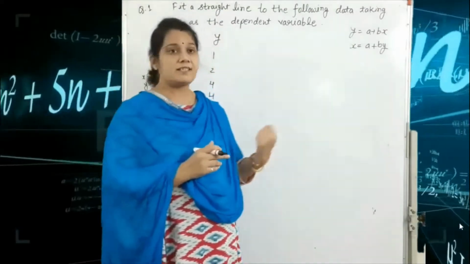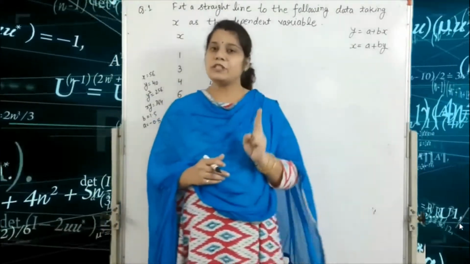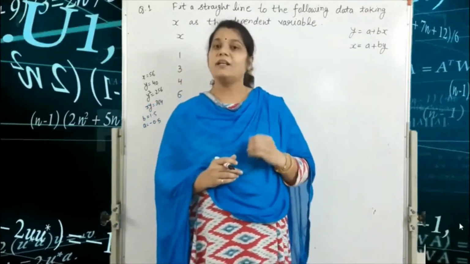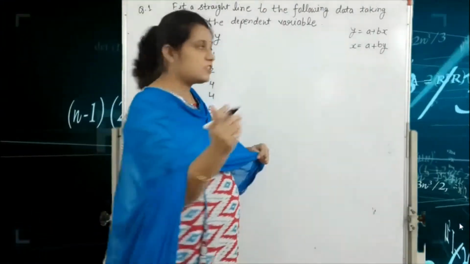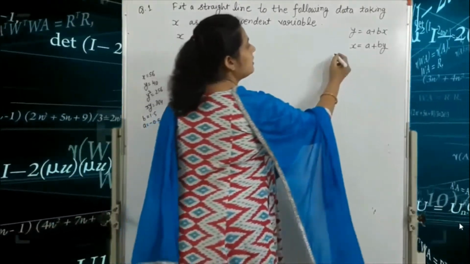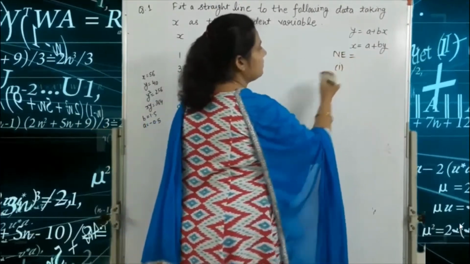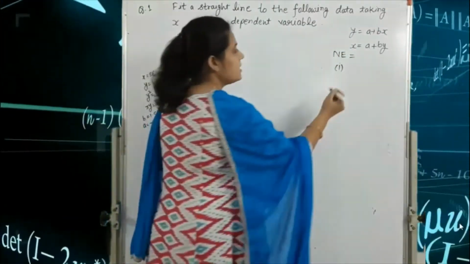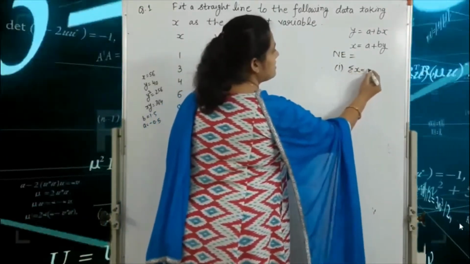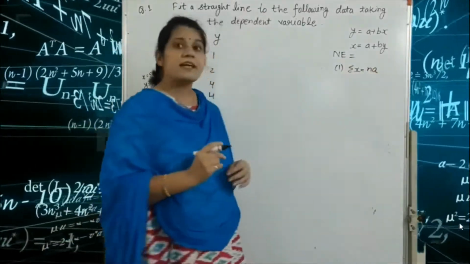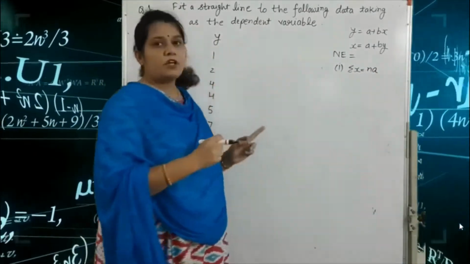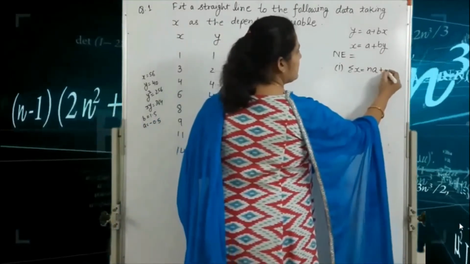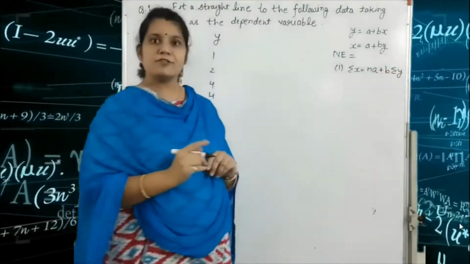In this equation we have two unknowns, a and b. So first we write the normal equation. Got it? So what is the normal equation? Our normal equation number 1: first we take the summation on both sides. So summation x is equal to na plus b summation y, where n is the number of terms. This is the first equation.